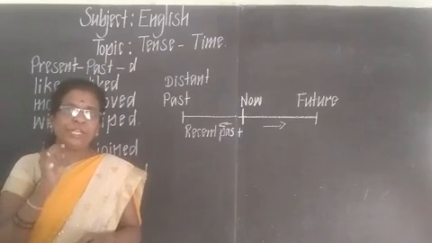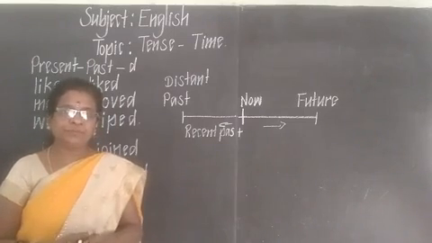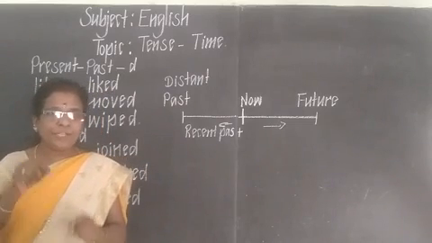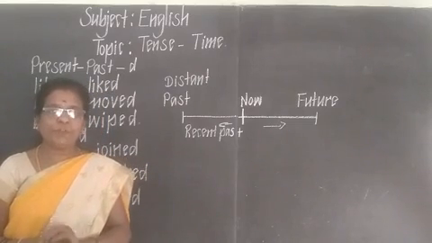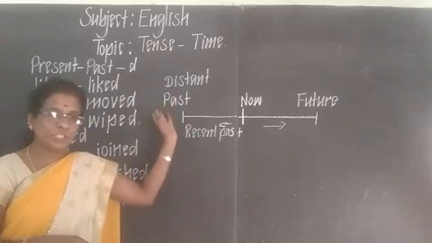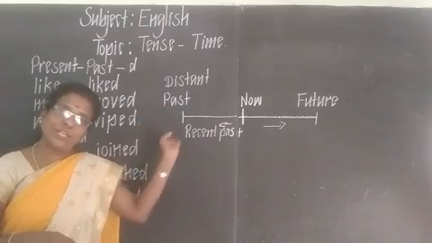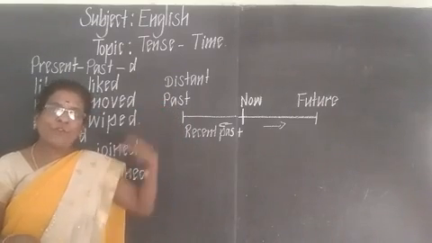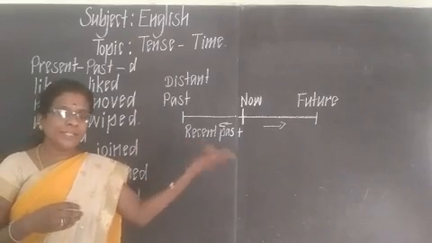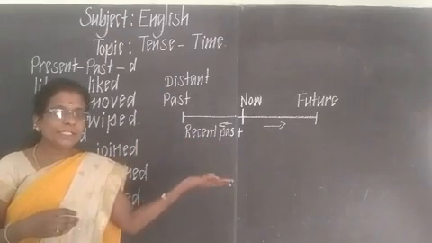Okay, children, beat, past tense. Next, a definite point in time. For example, last week. When I was a student. Now I am a teacher. When I was a student. And yesterday.